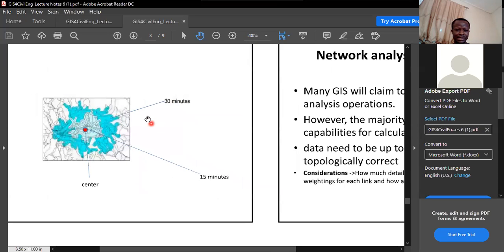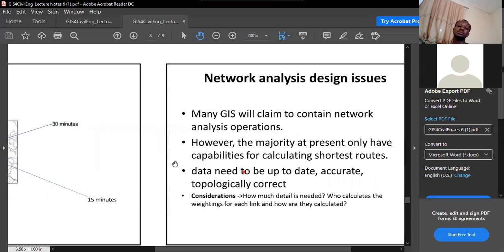Here, the 30 minutes isochrone, this is the region that you can reach within 30 minutes. And then you can reach this region in 15 minutes. As we go.